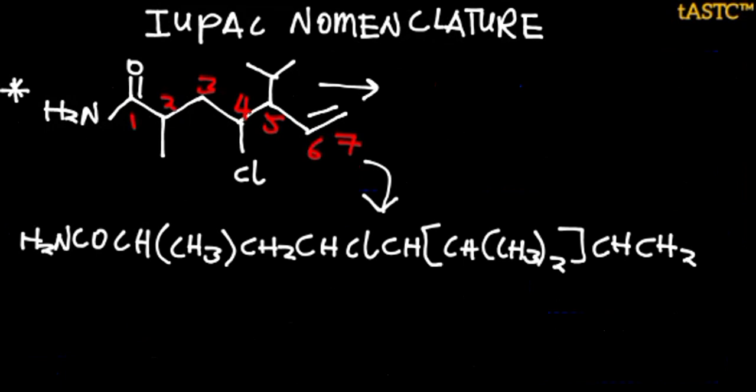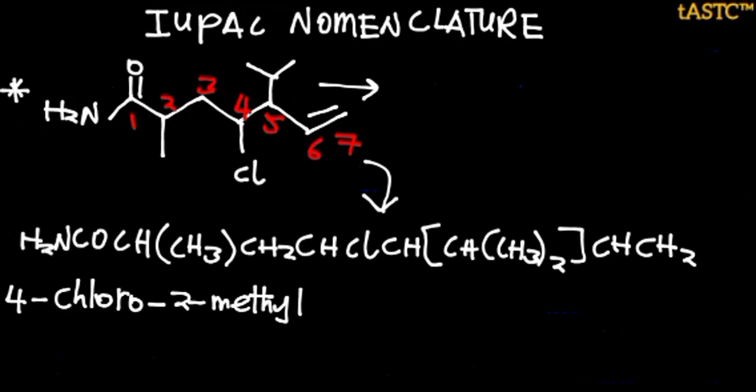So we got chloro. That will be 4-chloro. Then we got 2-methyl. And then we got 5-isopropyl. Then we got this stuff.